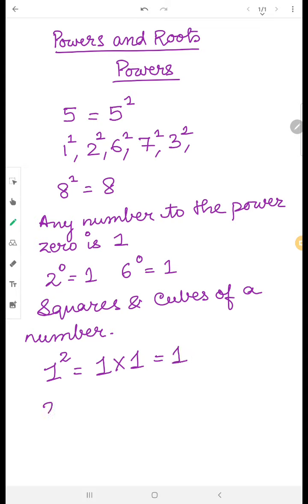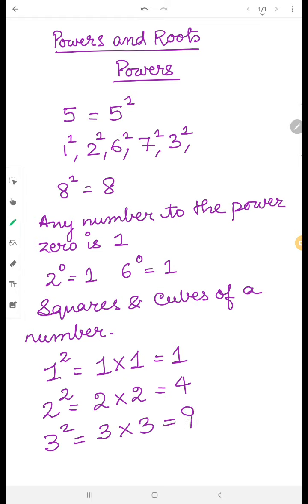Suppose if you get 2 square, what does it mean? 2 is getting multiplied by itself twice. That is 2 times 2, 4. Similarly, if you get 3 square, that means it is 3 times 3. That means 9. As you can see, the power 2 is telling us how many times the number is going to get multiplied. So this is called the square of a number.